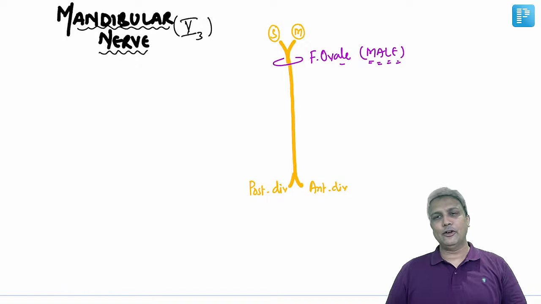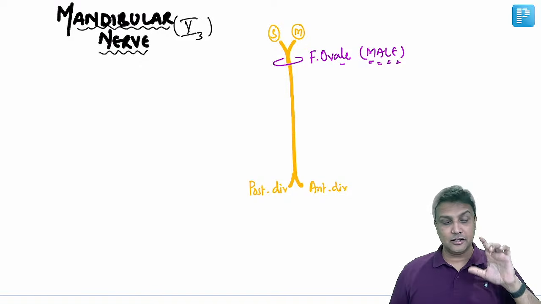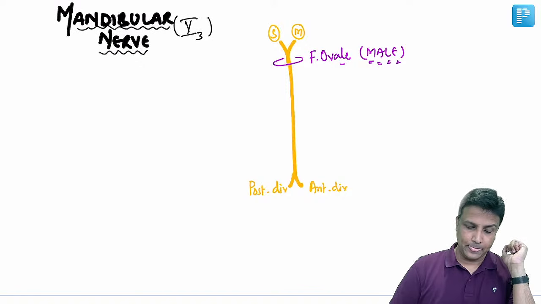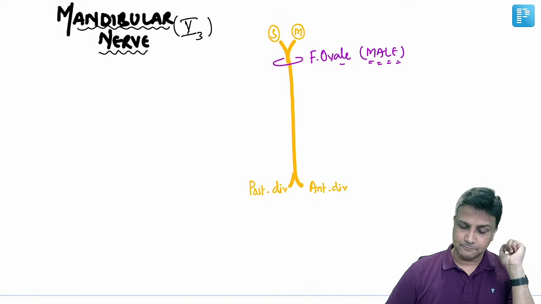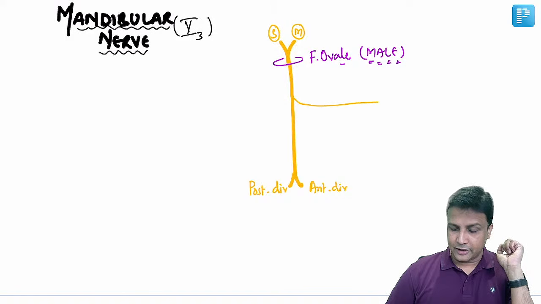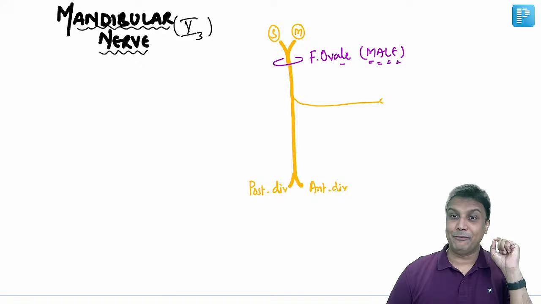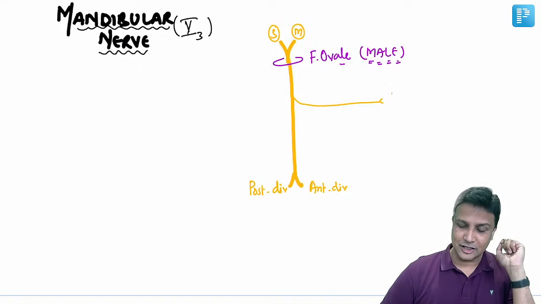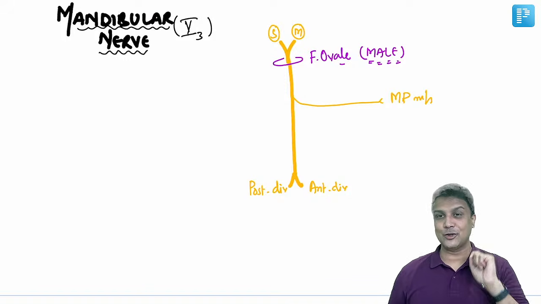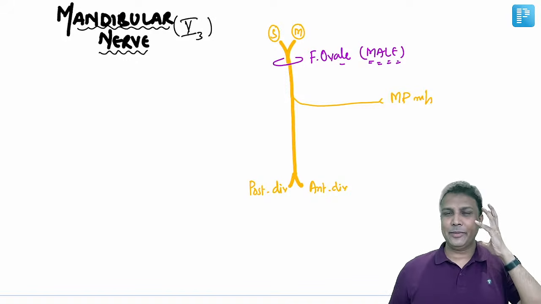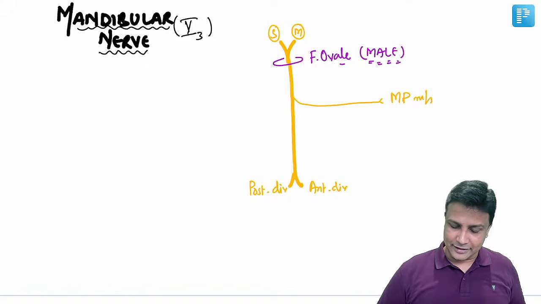Now the first point that you have to remember is the trunk. There are 4 important points to remember about the trunk. The trunk of the mandibular nerve will be supplying one of the muscles of mastication, and that muscle of mastication is the medial pterygoid muscle. Already asked in your exam. So what about the remaining muscles of mastication here? They are taken care of by the anterior division. It will be supplying the masseter muscle, the temporalis muscle and the lateral pterygoid muscle.